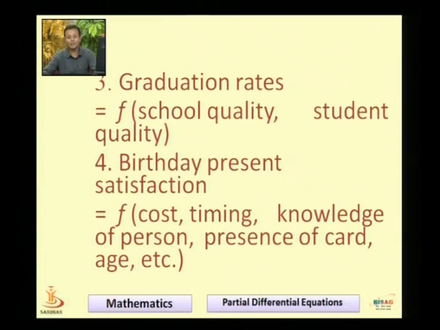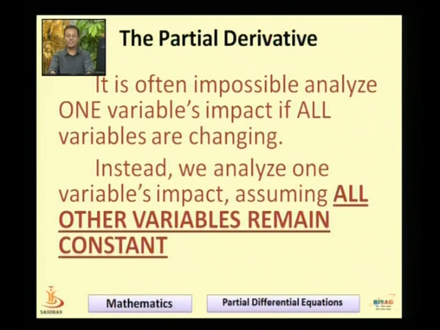Next is birthday present satisfaction. If you consider birthday present satisfaction as a function, then it depends on cost, timing, knowledge of the person to whom you are going to present the gift, presence of a card, age of the person who has the birthday and to whom you are going to give some gift, etc. So the partial derivative now.